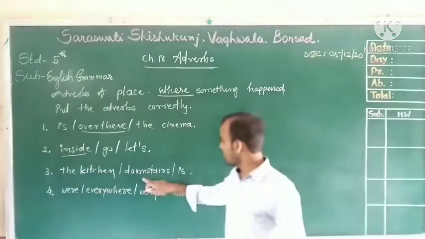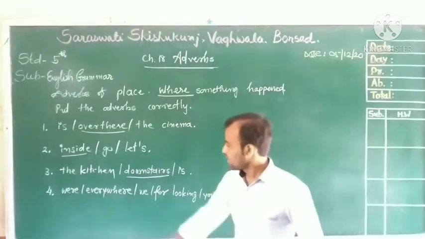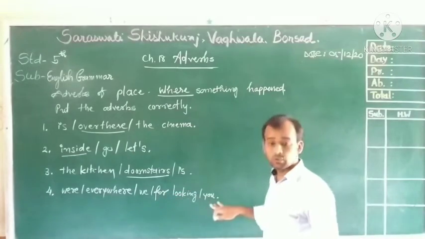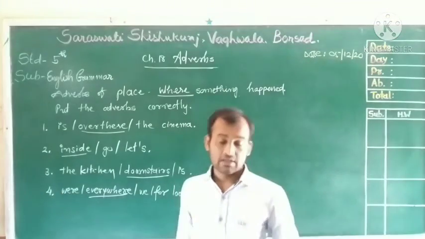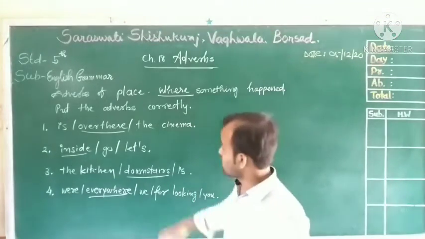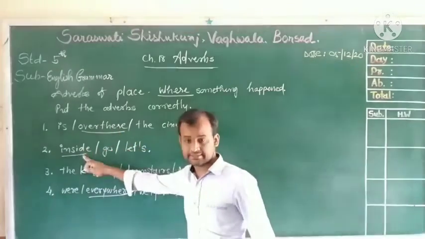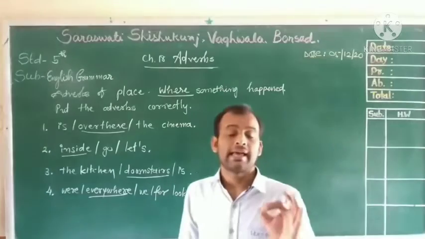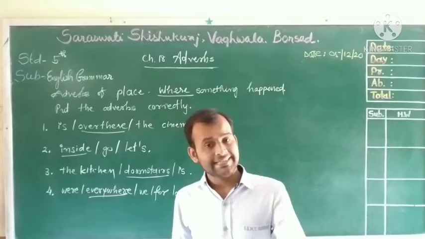The kitchen downstairs. So can you say downstairs? It shows place. Were everywhere we for looking you. So here everywhere it shows place. So students, try to get whatever words are underlined by me: over there, inside, downstairs, everywhere. They are called adverbs of place. Now here we have to solve this exercise.